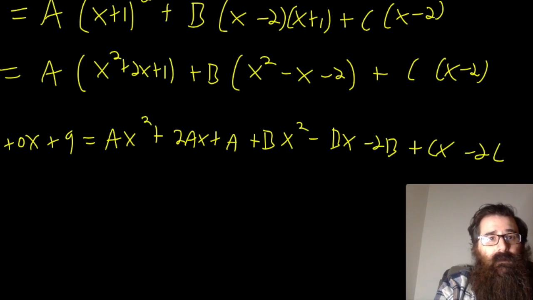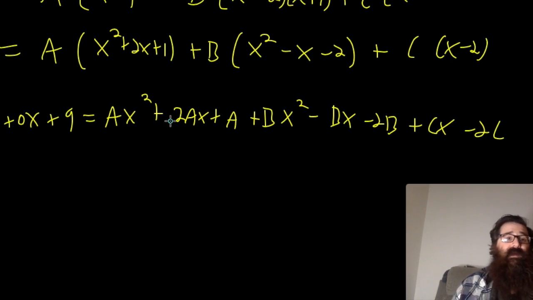And now I can start setting these like parts equal. Tell me about the x squareds. On the left, I've got no x squareds. It was just a 9, so that's 0 on the left. What about on the right? I got an ax squared, I got a bx squared. I want to talk about the coefficients, so that's a plus b.